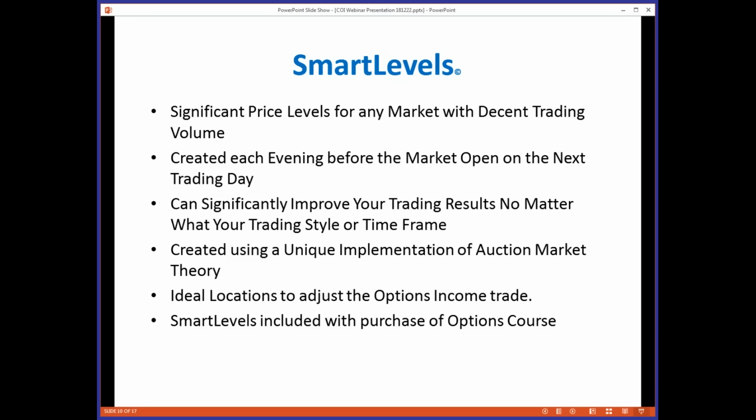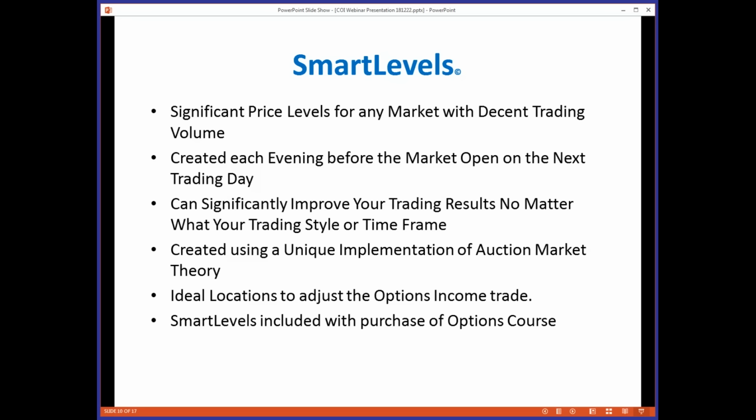So it's really not difficult or time consuming. Now, these smart levels can improve your trading no matter what you're doing. We use them as these significant levels at which we want to adjust our trade. But even if you're using a MACD to trade the markets or whatever, you should know where these smart levels are, because it could impact your trade. If you have a trading signal from your own approach and it's right below a smart level, well, you're going to want to wait and see how that smart level gets negotiated before you maybe take your position.